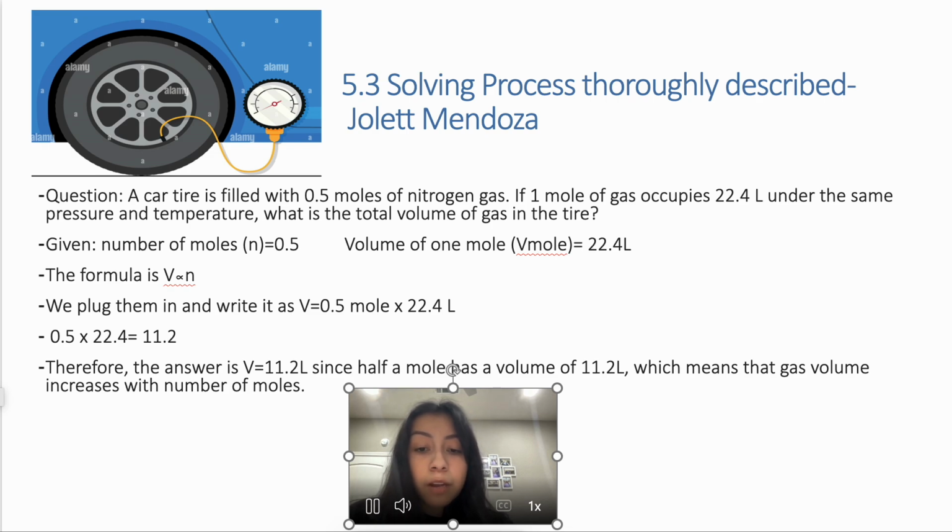We plug them in and write it as V equals 0.5 mole times 22.4 liters. When we plug them in, it will be 0.5 times 22.4, and the answer is 11.2. Therefore, the answer is V equals 11.2 liters, since half a mole has a volume of 11.2 liters, which means that gas volume increases with number of moles.